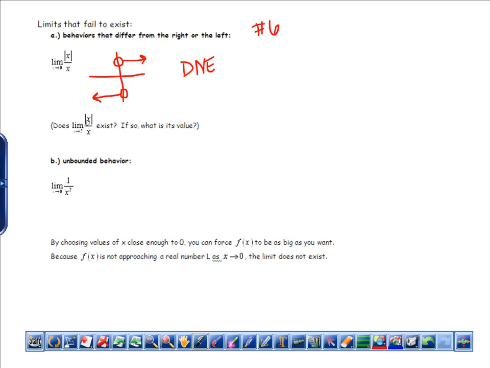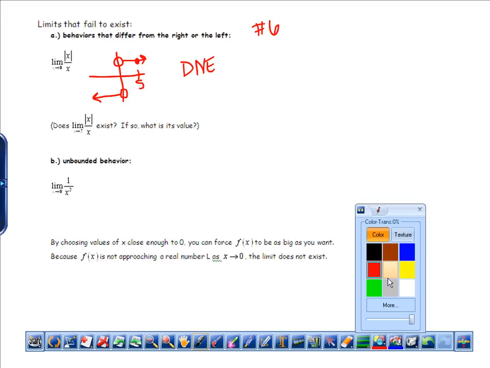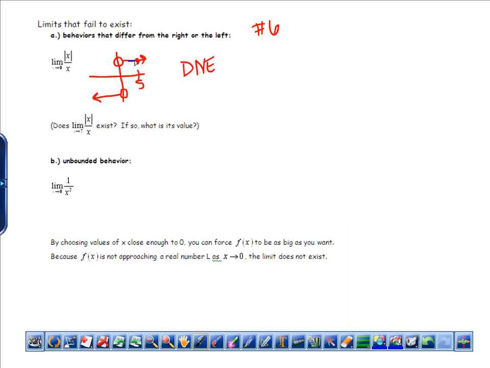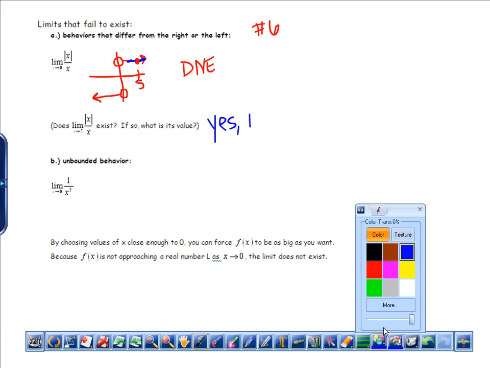Okay? So now we look at this one. Does the limit as x approaches 5 of this same graph exist? Well, yes. 5 would be over here. We'll just call this 5 right here. Yes. And if I switch my colors up, I can see that from the left and from the right, it's the same behavior. So yes, and that would be 1. And we can see clearly that absolute value of 5 over 5 would equal 1.